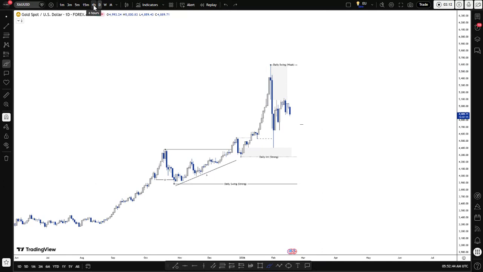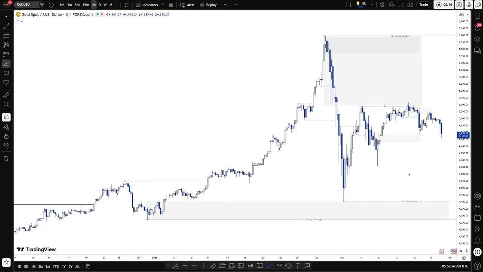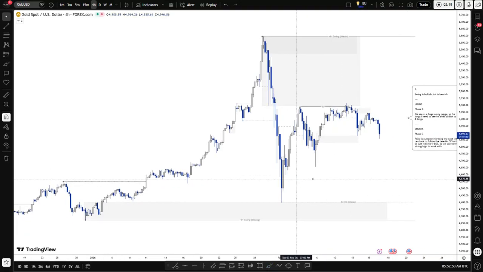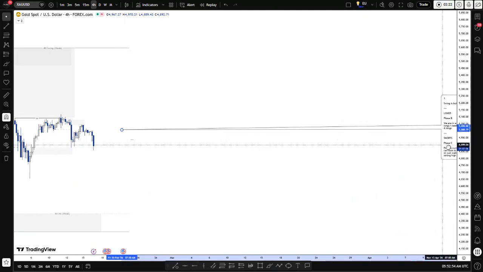Let's drop down to the 4-hour time frame. So on the 4-hour time frame, my swing structure is bullish. Let me move these annotations to the right, sorry.